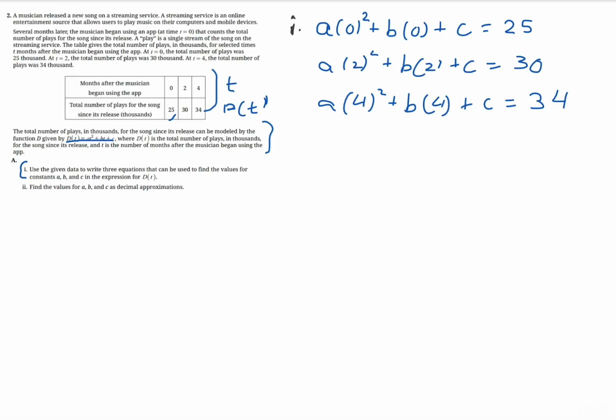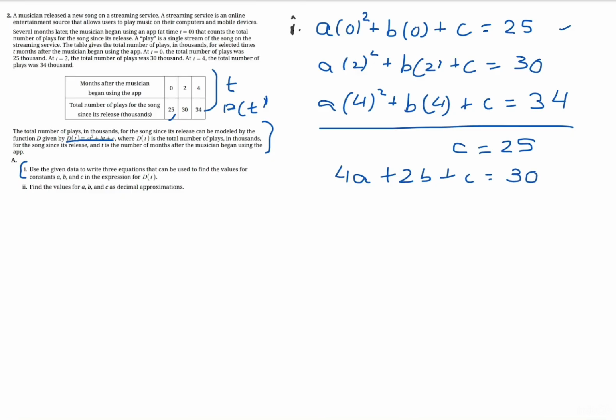So for the first one, we have a times 0 squared plus b times 0 is 0, which gives us c is equal to 25. The second equation, 2 squared is 4, so we have 4a plus 2b plus c, which is equal to 30. And again, don't input c is equal to 25 and begin solving, that is for part 2. And in the third equation, we have 16a plus 4b plus c, which is equal to 34. And if I were a grader, I would give full credit for this part.